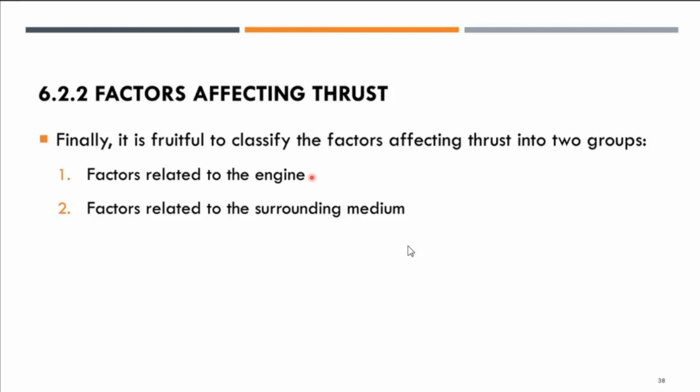Finally, it is best to classify the factors we have looked at just now affecting thrust into two groups. One is factors related to the engine itself, the physical engine components, and how the engine components influence the thrust itself. The second group of classification is the surrounding medium, the environment: the pressure, the temperature, humidity, density, and so on. So let us look into the first group.